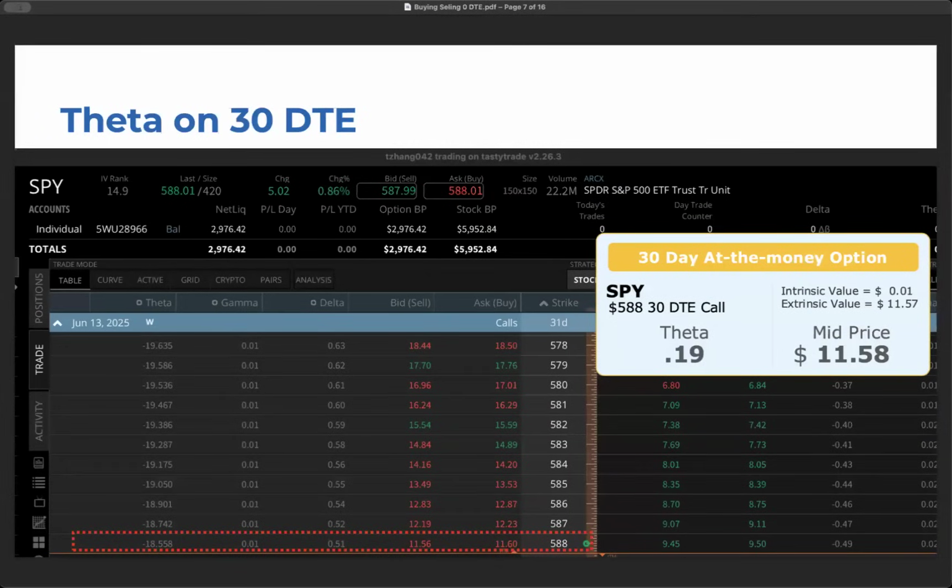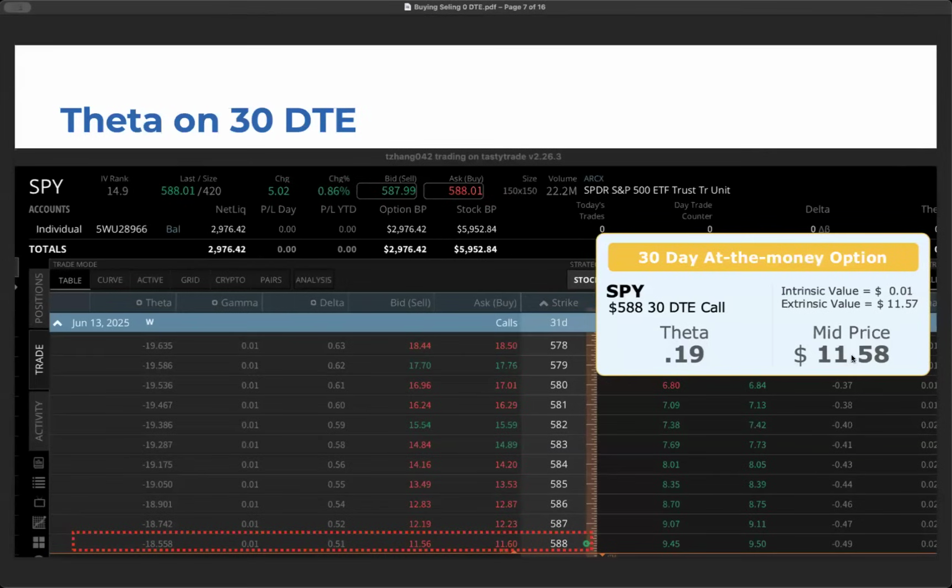And so what that means is that for this option that we've purchased, or let's say we were to purchase this option, the option price is around $11.58. I'm saying that there's 1 cent in intrinsic value because the stock is currently trading at 588 and 1 penny versus the strike price, which is a 588 strike. So it has 1 cent in intrinsic value and $11.57 of extrinsic value.